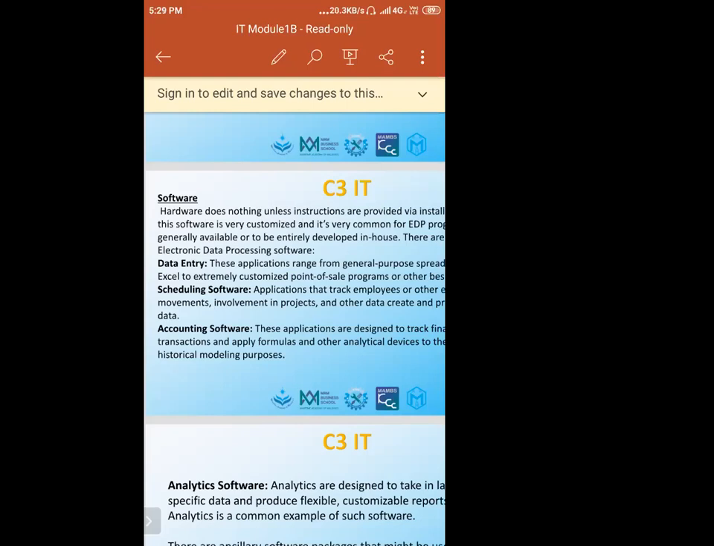Understand? The first one is data entry software. Data entry software means you can just enter the data. Once you enter the data, then you can export to your applications. Your application means your software. You can export it. That is data entry software. Then next is which one?